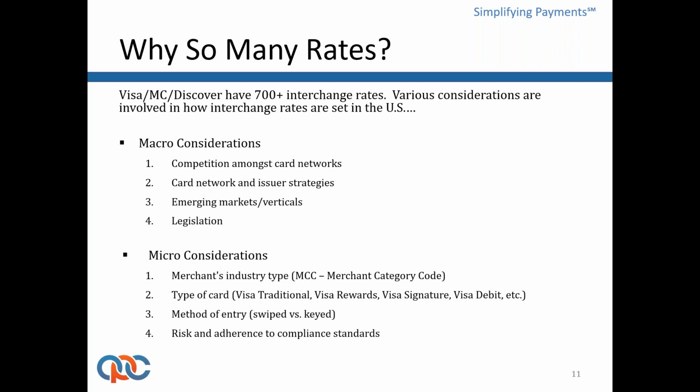So one of the questions that we get most often is, why are there so many interchange rates when you look at all the tables from Visa, MasterCard, and Discover combined? When you look at the current interchange tables, there are over 700 unique categories. And there are macro reasons and micro reasons why these interchange tables have grown so much over the last 15 years. The macro considerations are competition amongst the card networks.